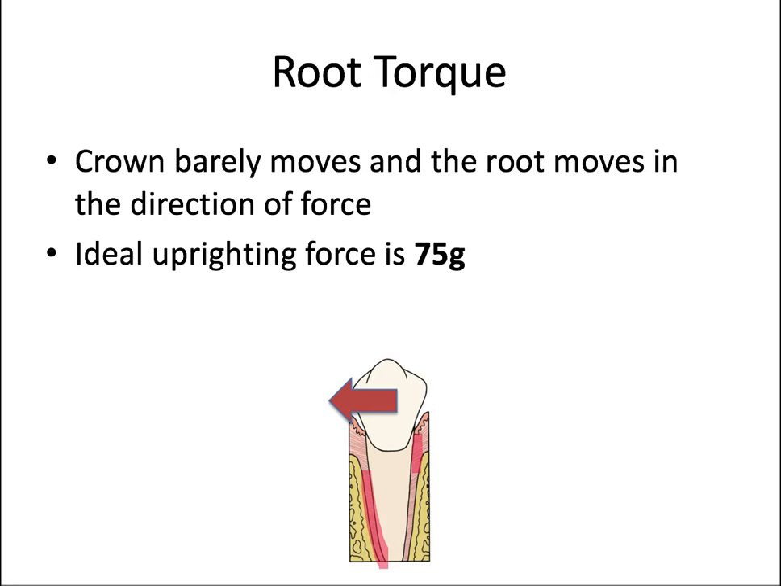So the ideal uprighting force for root torque is about 75 grams. Again, we can remember that about 75% of the PDL, and this is all pretty rough estimations, but about 75% of that PDL is being loaded.